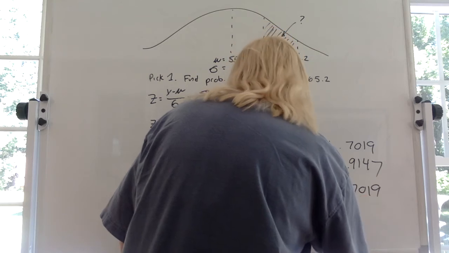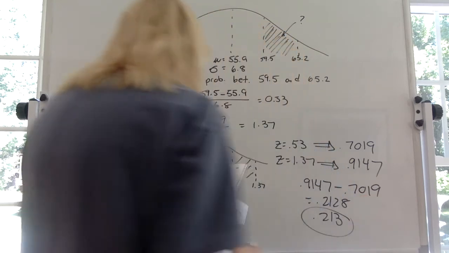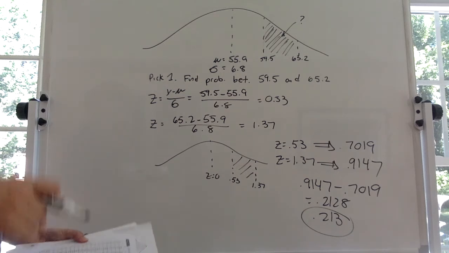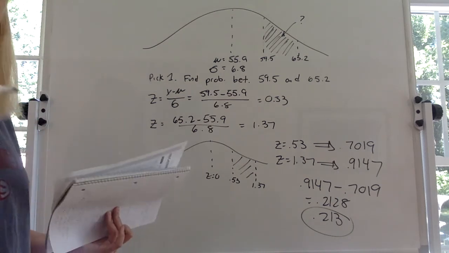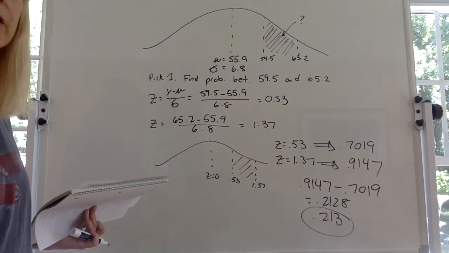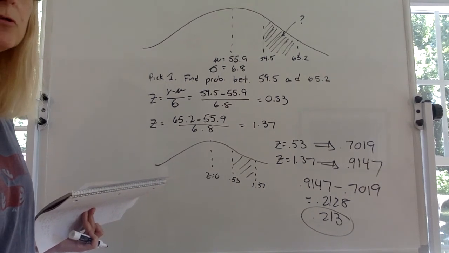And when I did that, I got 0.2128, and I think they wanted it rounded to 3. So for in between ones, you got to do two z conversions, look up two z's, and then take the bigger probability minus the smaller probability to get the answer. So I hope that helps. Give it a shot.